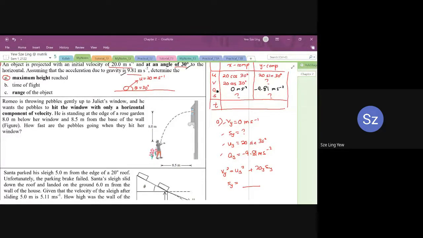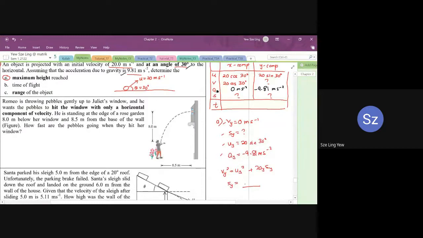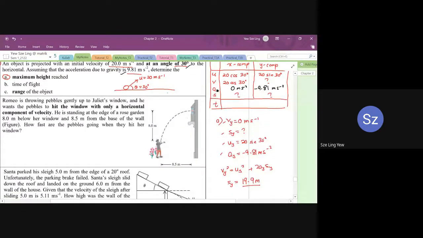We got 88 of you. Nobody can give me the answer. Okay, I'm going to assume A got a different answer. 19.9 got 2 votes. Okay, so 19.9. So you're going to get a positive value, yeah? If you got negative, means something is wrong. So 19.9 meter, because it's above the horizontal line.